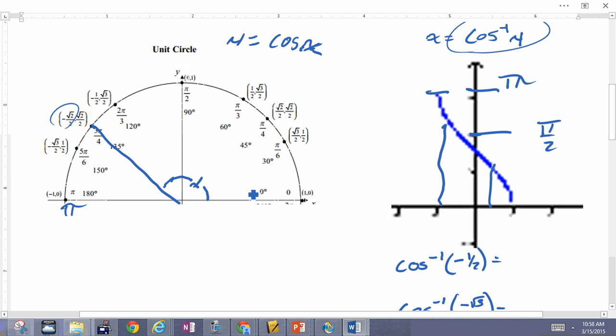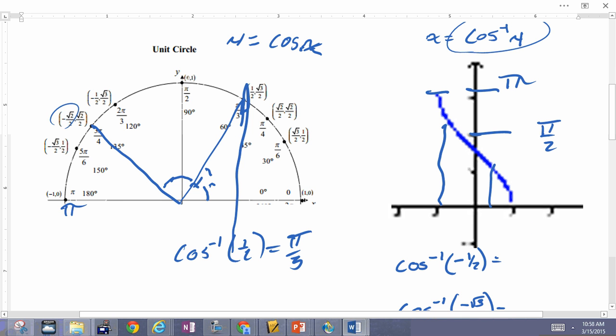So let's assume that we have an x value of 1/2. The x value of 1/2 runs up like this, and the angle of rotation that sweeps out that is an angle of pi over 3. So we would say the cosine inverse of 1/2 is pi over 3. Again, on the inverse cosine graph, the inverse cosine of 1/2 would put us up here at something less than pi over 2, specifically pi over 3.